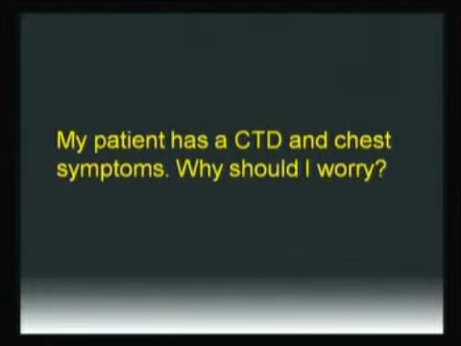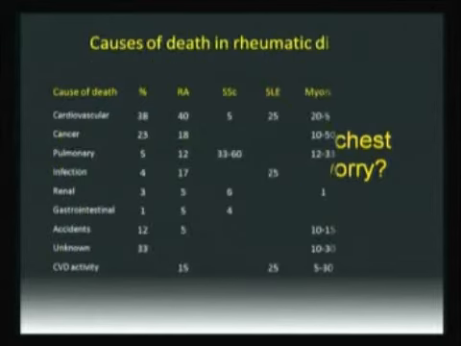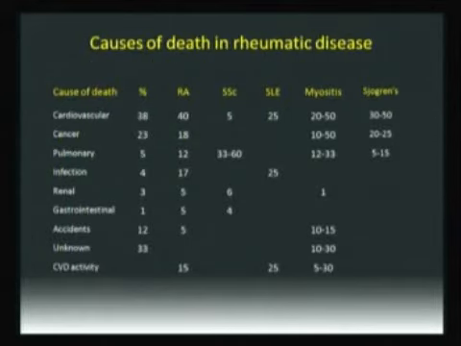So my patient has a connective tissue disease and chest symptoms. Why should I worry about that? Well, the patient is on treatment, the patient has a diagnosis of connective tissue disease. This is why I should worry about that. This is the cause of death in rheumatic disorders: rheumatoid arthritis, scleroderma, lupus, myositis, Sjögren. If you go to pulmonary, you see that up to 60% of patients with scleroderma will die because of the lung disorder.